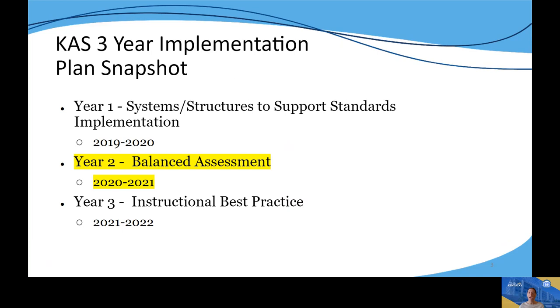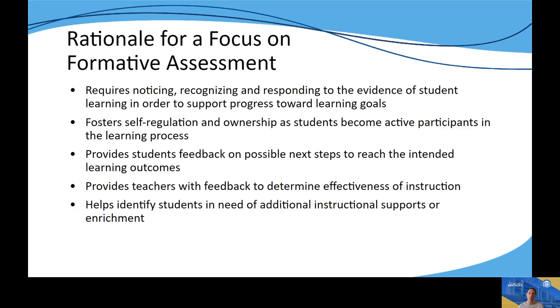So answering that question of how will we know if they've learned? How will we know if students have met the grade level expectations within the CAS? To help answer that question, we are taking a deep dive into the formative assessment process. So why a focus on formative assessment? We know from the research that when the formative assessment process is implemented intentionally and purposefully at the classroom level, it can greatly impact student achievement. And it is all about noticing, recognizing, and responding to evidence of student learning so that we can help support student progress toward the learning goals.